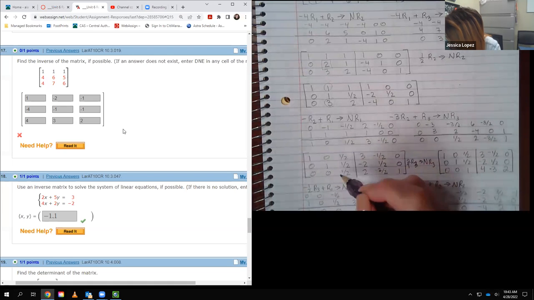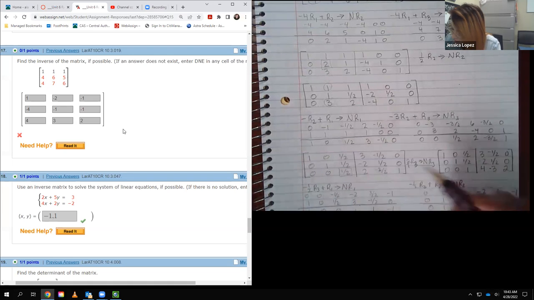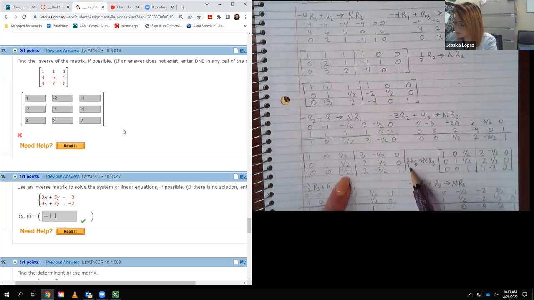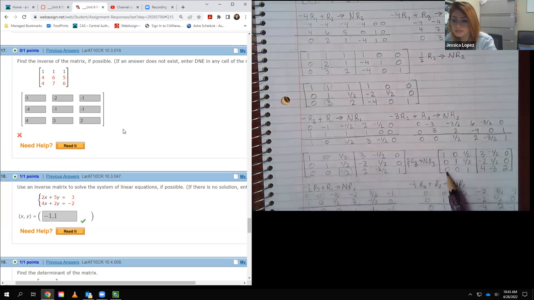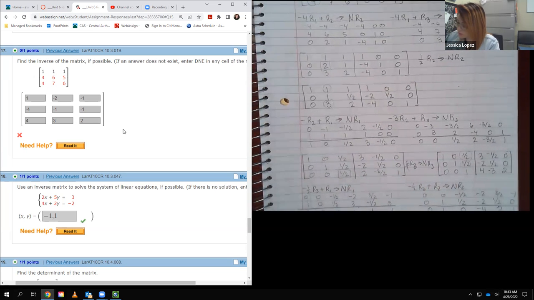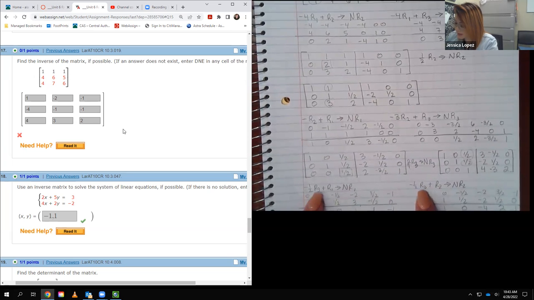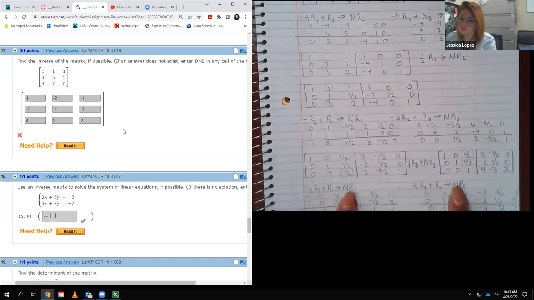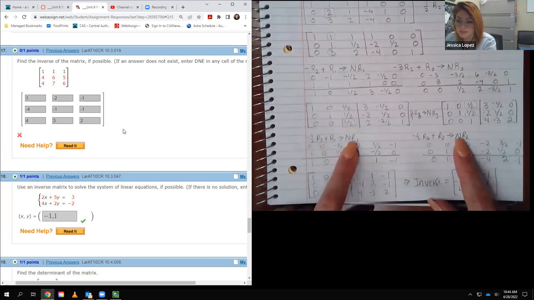Now the goal is to turn this entry into a 1. And so to do that, I multiplied by the reciprocal 2 over 1, or just 2. So each one of these entries times 2 resulted in 0, 0, 1, 4, negative 3, 2. Then the goal was to change each of these into zeros. So it's the same thing for both: -1/2 times row 3 plus the row I'm trying to change to 0, which would give me that new row with the 0 in the correct spot.